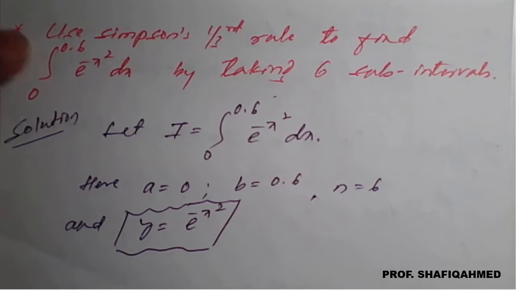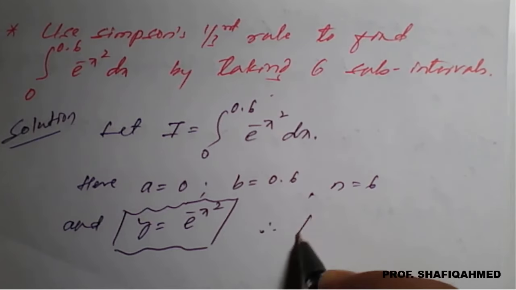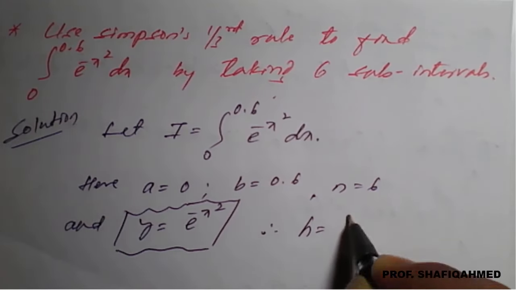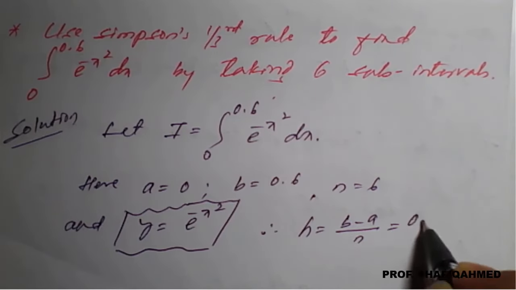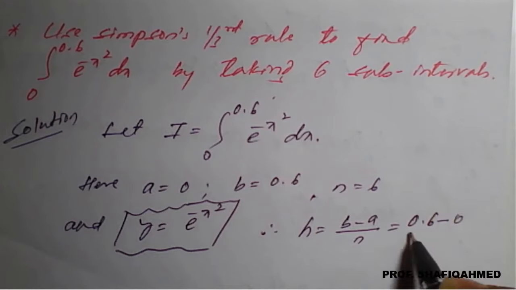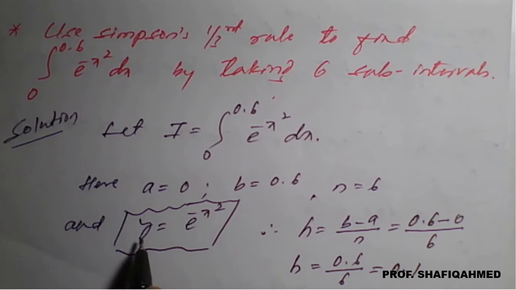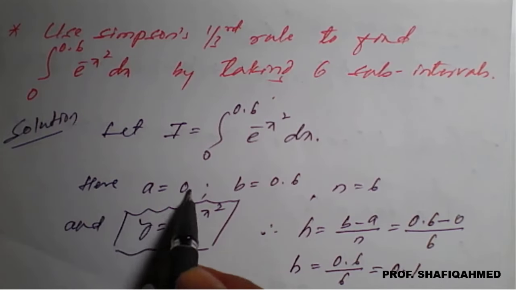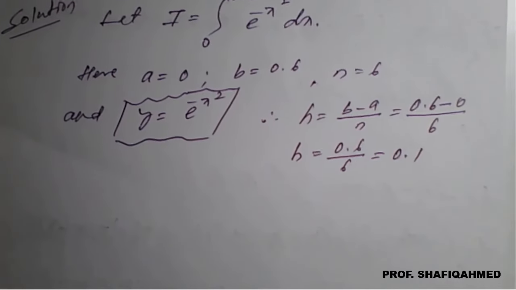With the help of this we can go for h now. The value of h is b minus a divided by n. So b is 0.6 minus 0, divided by 6. So h is equal to 0.6 divided by 6, which becomes 0.1. So h value is 0.1, y is e raised to minus x square, a is 0 and b is 0.6. Now we'll construct a table.